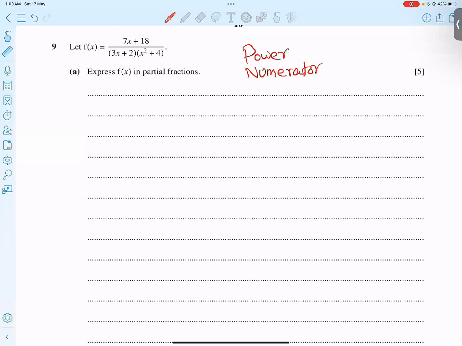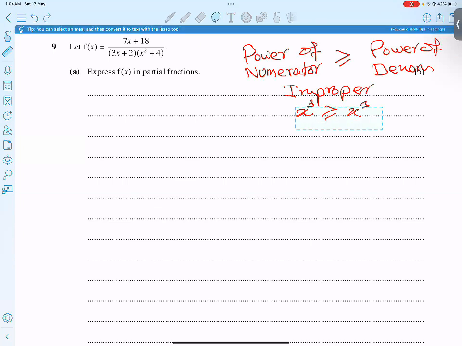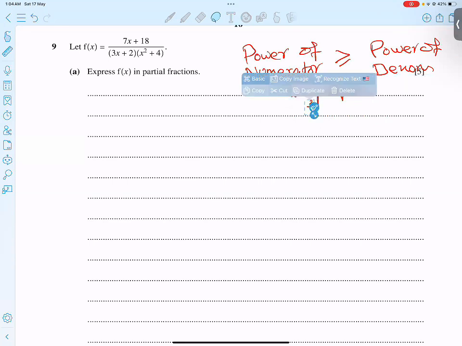is more than or equal to the power of the denominator, this is called an improper fraction. For example, if the upper power is x to power 2 and here is x, it is improper. If here we have x to power 3 and here x to power 2, is it bigger or equal? Improper. Even if they are equal, improper. So how do we convert an improper fraction? We have to go for long division. Make sure of long division.